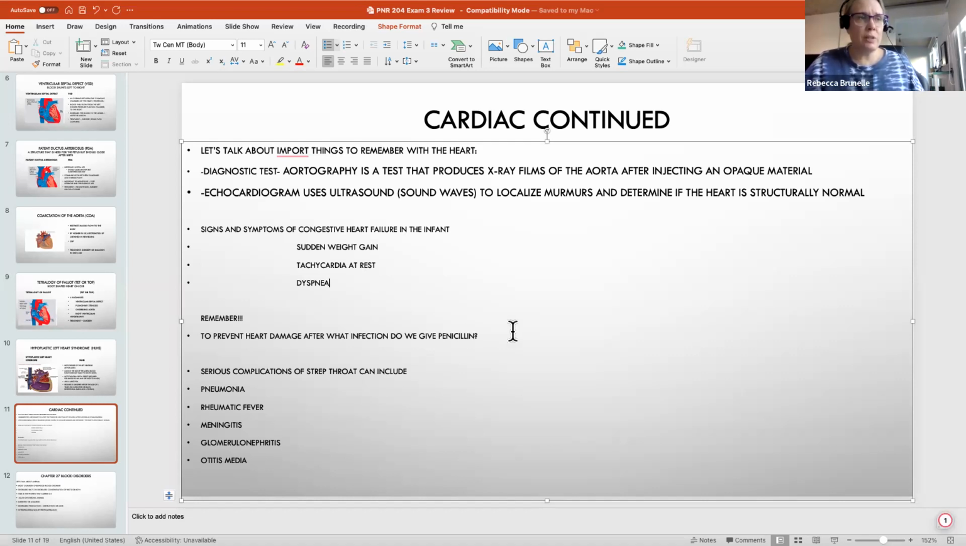And we talked a little bit about this. To prevent heart damage, what infection do we give penicillin for? Do you guys remember? Isn't it the strep? Yeah, Streptococcal, strep throat, very good. So the antibiotic of choice is penicillin, because if you don't give the penicillin, they can develop rheumatic fever.